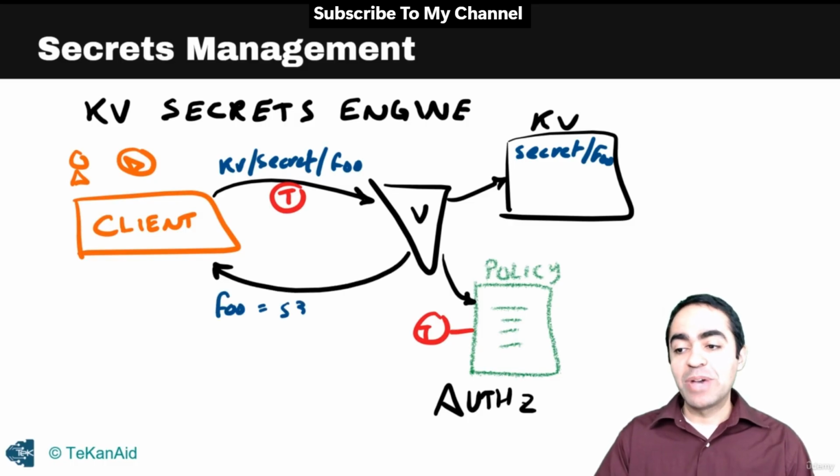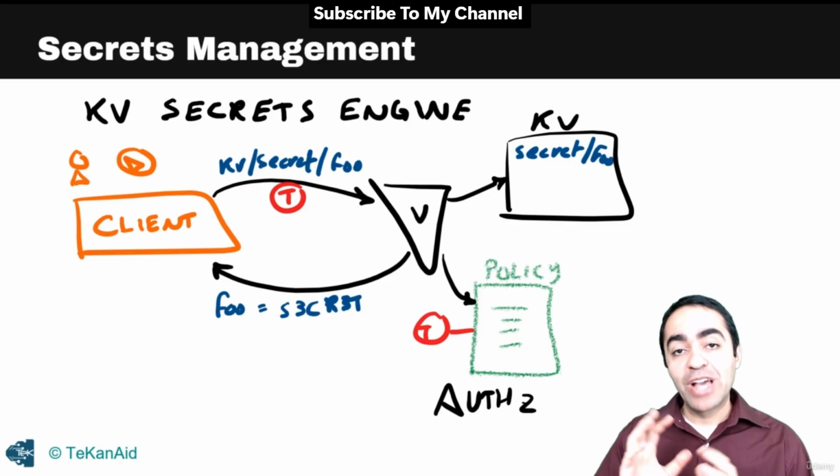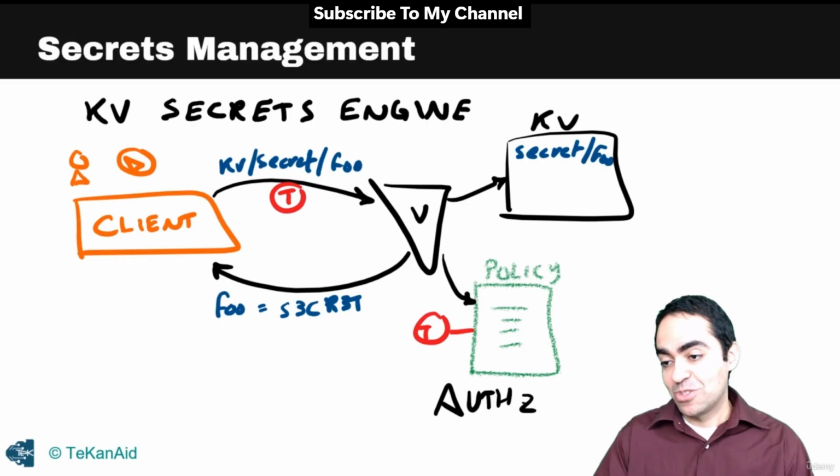Vault will respond back with the actual value of the secret, which is secret here. So foo is the key and the value is secret. And that's why we call it a KV secrets engine. It's a KV pair where we're storing statically those secrets in that engine.